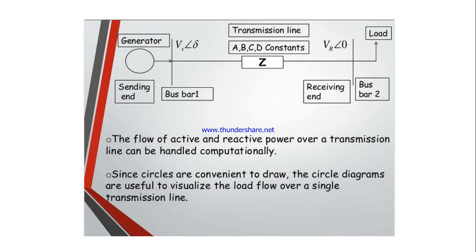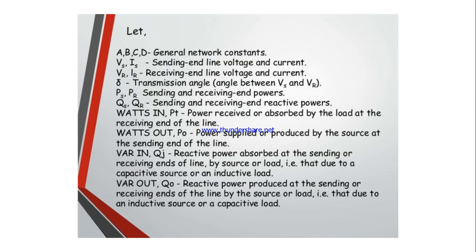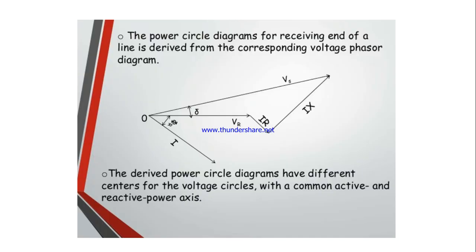So what has to be calculated regarding the electricity flow from the generating side to the consumer side is nothing but the calculation of active and reactive power. Since circles are convenient to draw, circle diagrams are used for visualizing the impact over the single phase transmission line. Now let us have some terms and then start drawing.